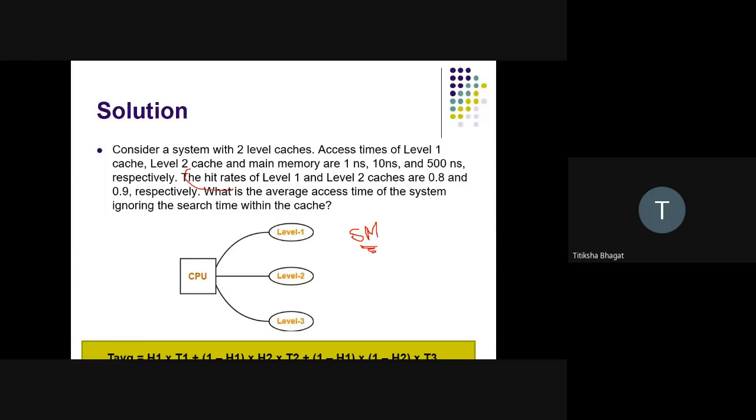Only the hit rates of the level 1 and level 2 caches are given. Level 1 has 0.8 and level 2 has 0.9. As I told you, first I will search in level 1. If it is not there, then I will search in level 2. If it is not there, it is definitely present in level 3. That means the hit ratio of level 3 will be 1.